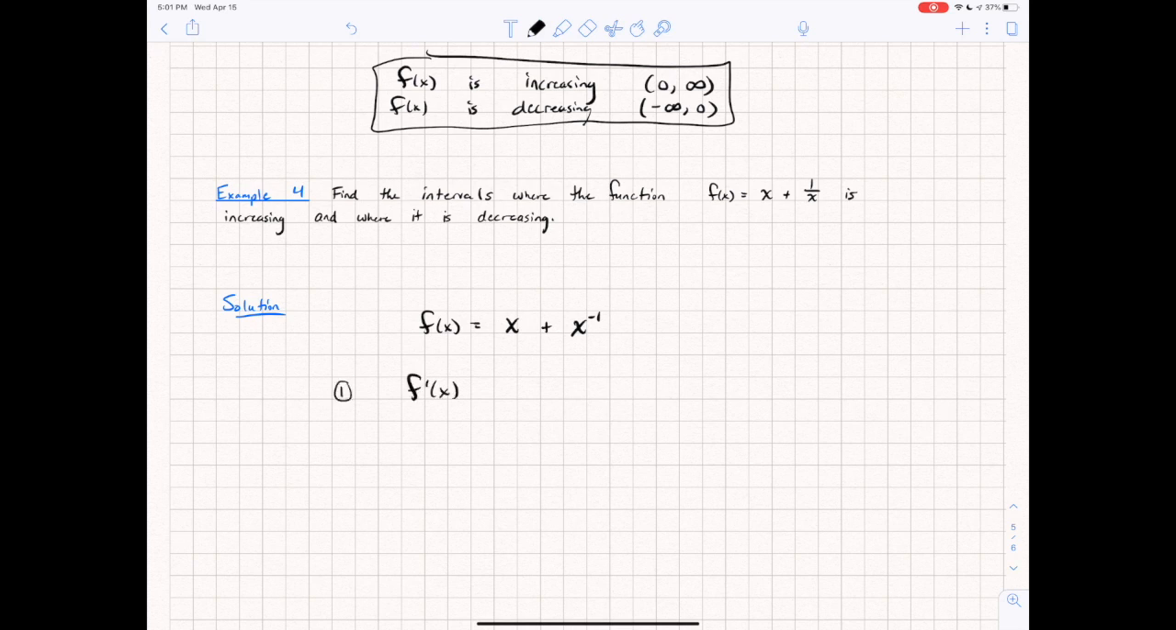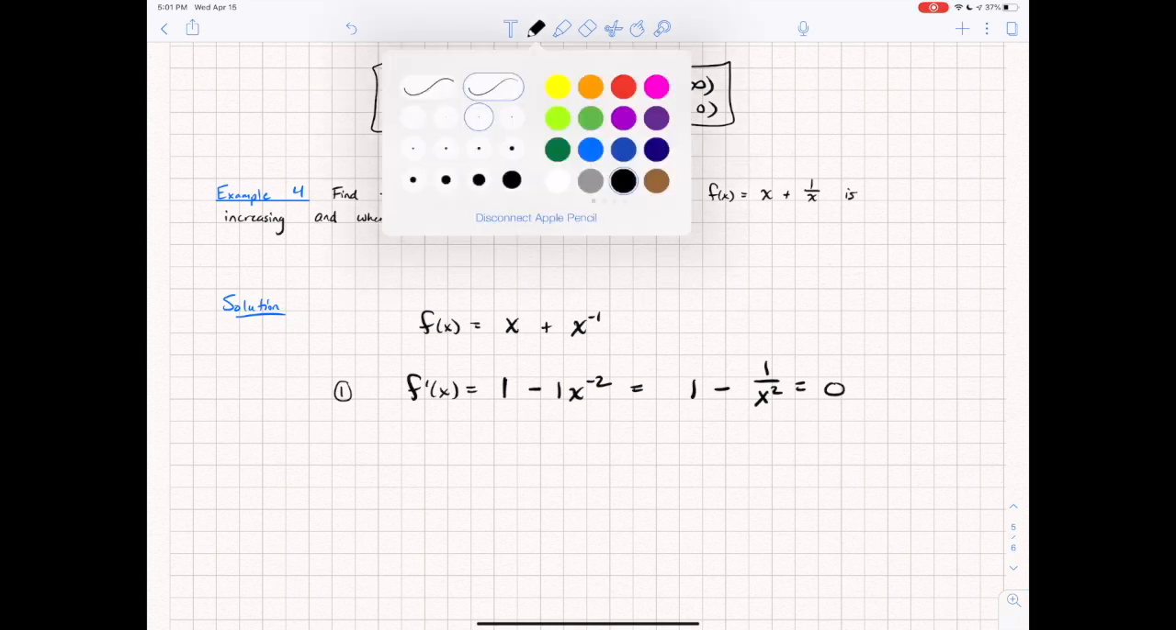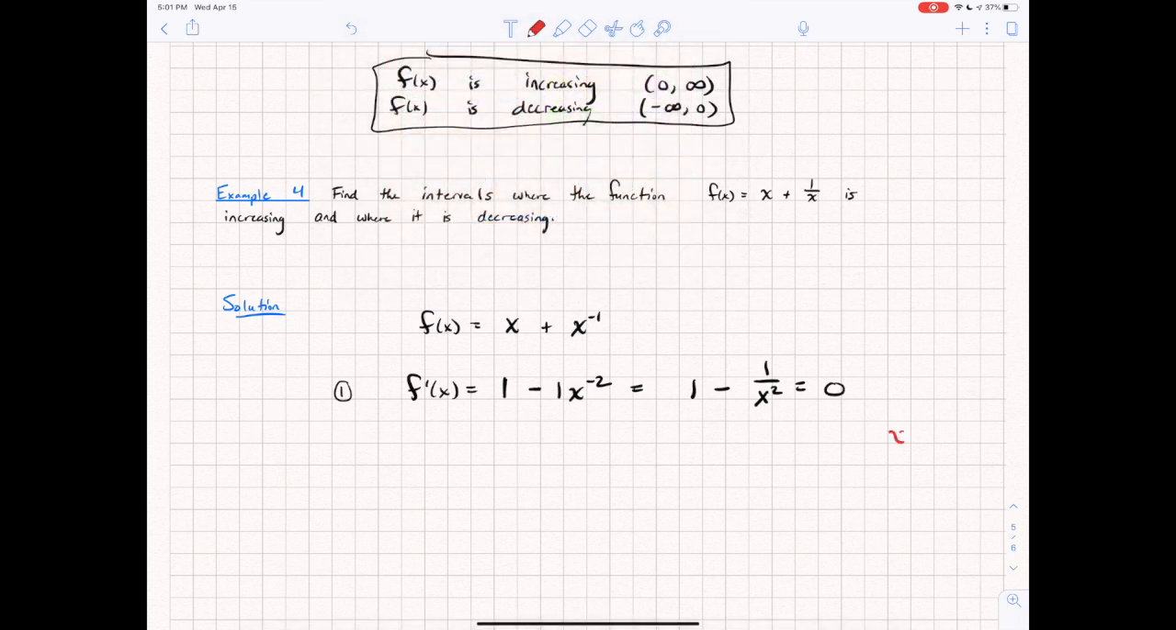Here's my step 1. So the derivative of x is 1. The derivative of x to the -1, the -1 comes down. Take 1 away from the power. And so the derivative is essentially 1 minus 1 over x squared. And then I want to set this equal to 0 and solve this. Now immediately, just like last time, don't miss this because I did initially when I was working this problem. See how I have an x in the denominator? So immediately, I'm going to make a note and say that x cannot be 0 because I need to make sure I put that in my number line when I go back through.